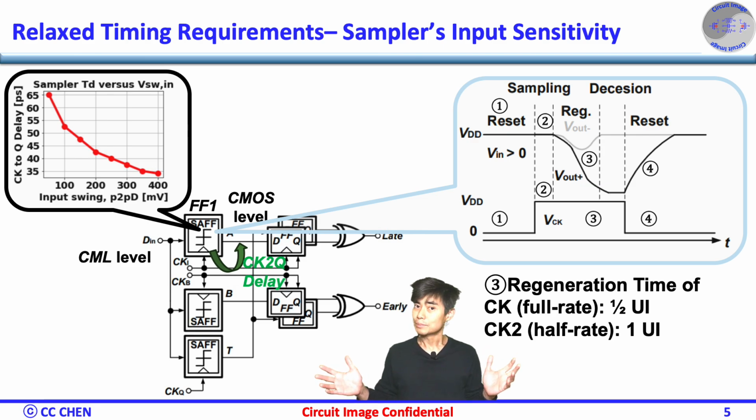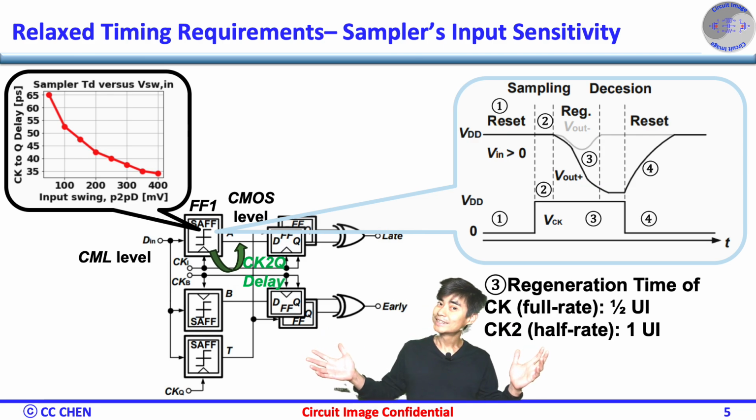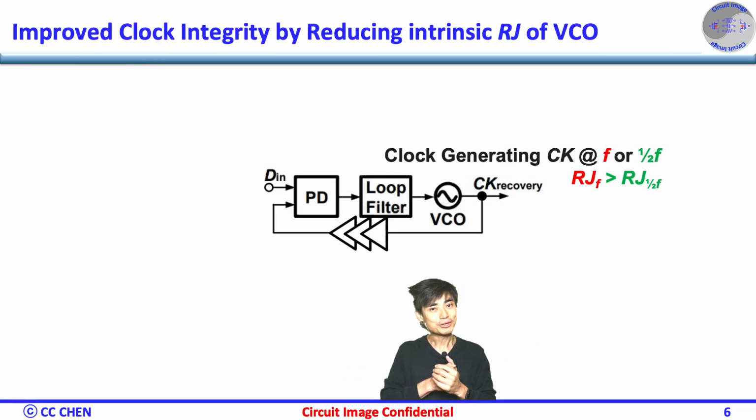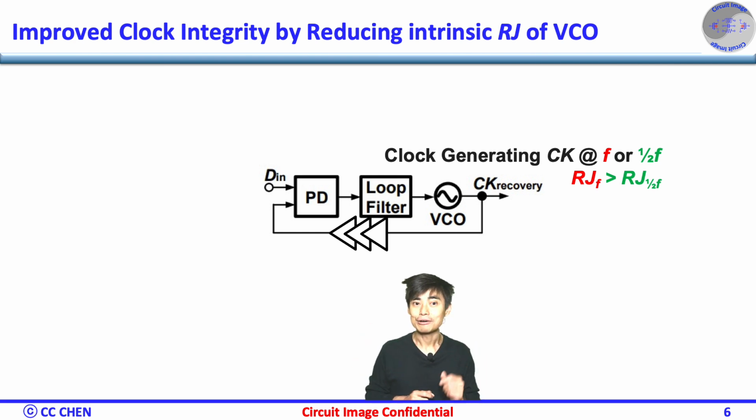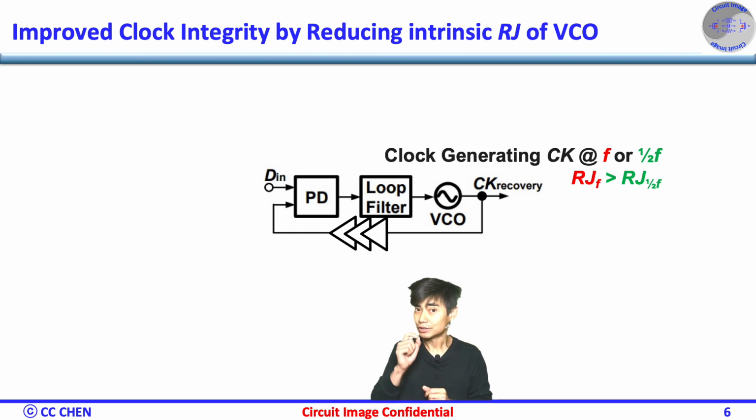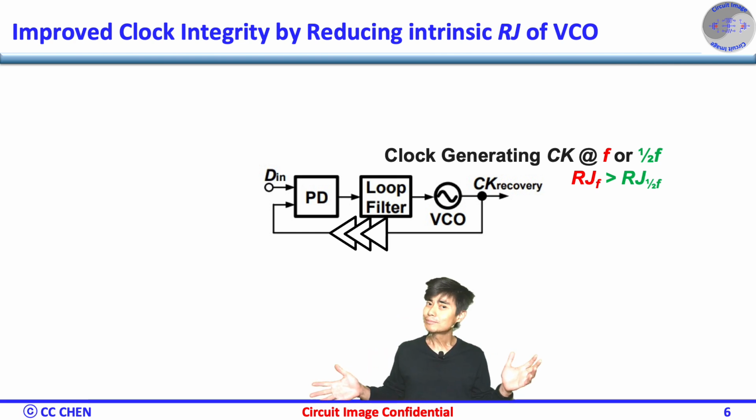What else could improve the clock jitter? Bingo! Half-rate CDR allows for improved clock integrity by reducing the effect of clock jitter. Since the clock operates at a lower frequency, the CDR would have less intrinsic half-rate VCO random jitter than the full-rate VCO. Why is it critical?